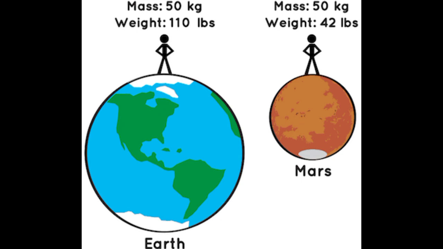A bowling ball has more mass than a tennis ball because it contains more matter. Here's the key difference. Weight is the force exerted by gravity on an object, which depends on its mass and the gravitational pull of the environment. So, an object might have the same mass on Earth and the Moon, but its weight will be less on the Moon due to weaker gravity.